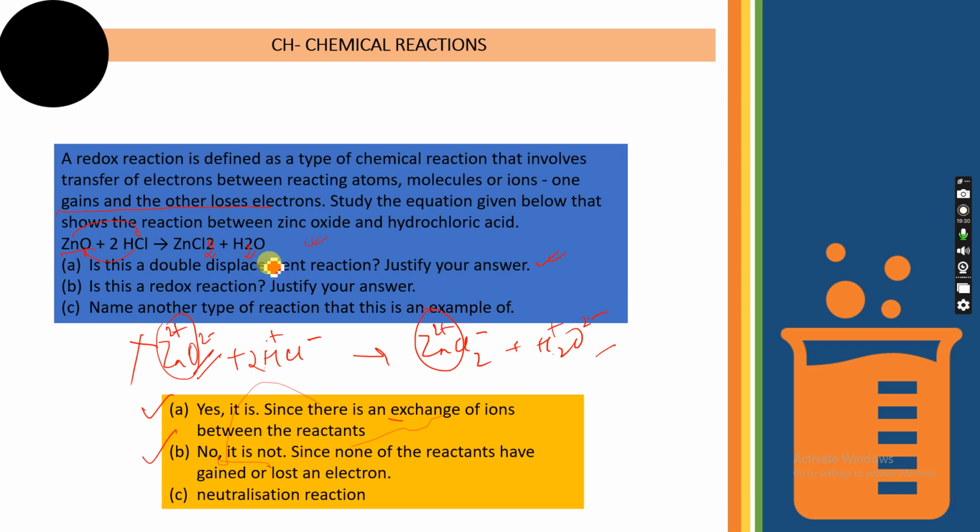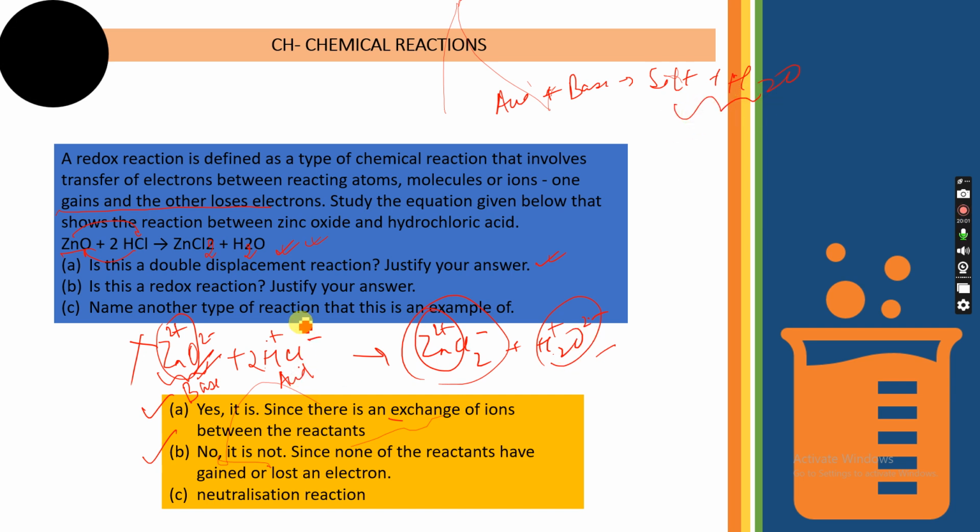This reaction is also a neutralization reaction. Why neutralization? HCl is what? It's an acid. Zinc oxide will act as a base. Why? Because any acid plus base always gives what? Acid plus base is salt and water, right? So if you see here, zinc chloride is a salt, and water is released.